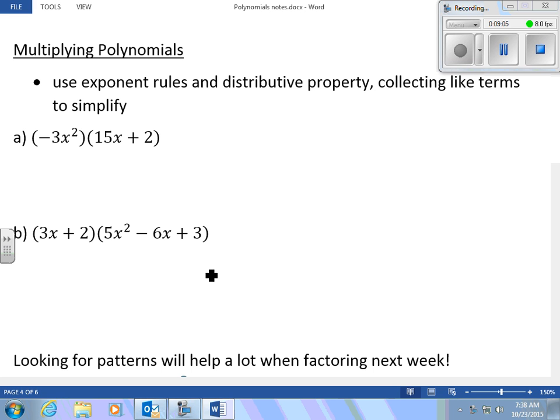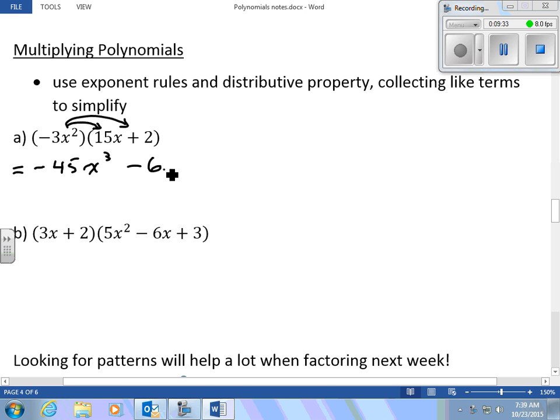So I've got negative 3x squared, a monomial, times 15x plus 2, a binomial. So remember the distributive property we tend to write with the arrows. We show what we're multiplying. So I've got negative 3x squared times 15x to get negative 45x cubed. I'm adding the exponents on the x's to get the correct exponent on the x in the solution. And then negative 3x squared times 2 will give us negative 6x squared. So that one's one step because these are not like terms.